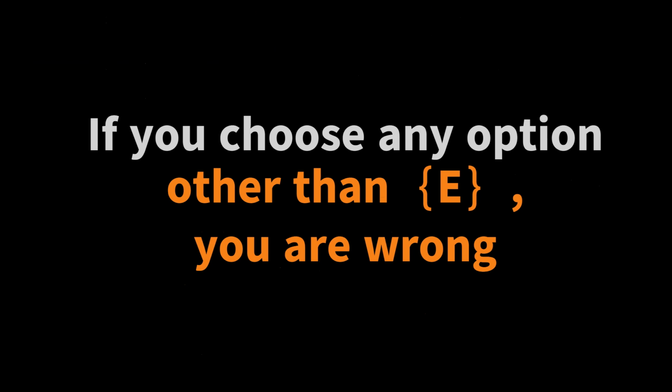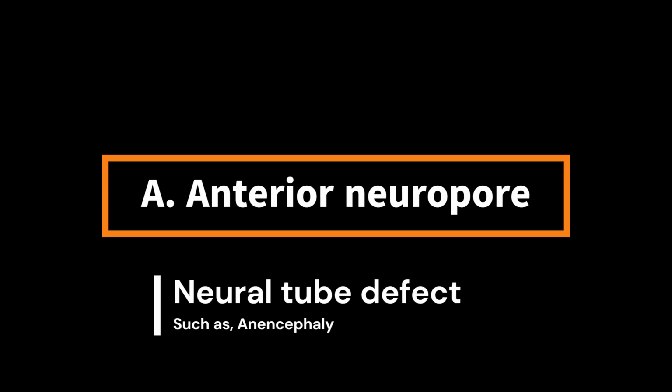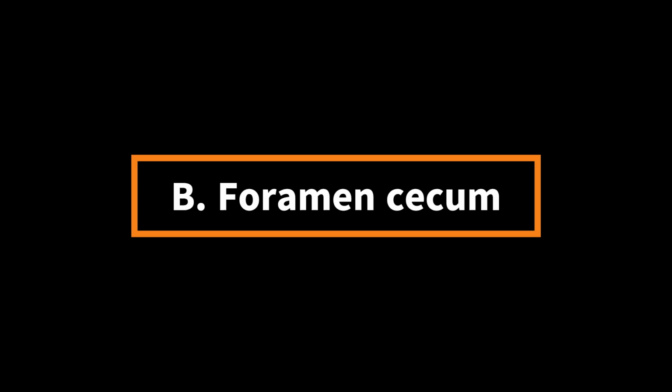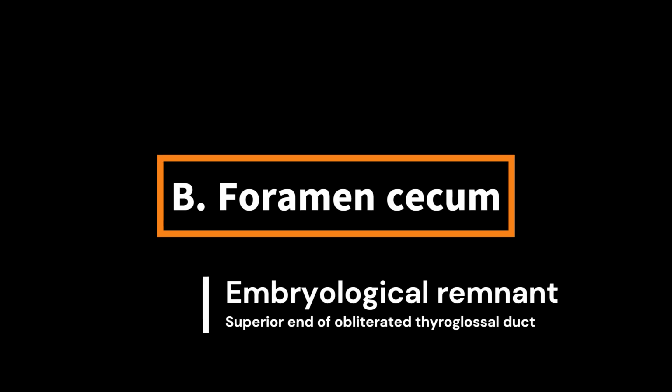Let's briefly discuss the other options. Choice A is wrong because failure of the anterior neuropore to close leads to neural tube defects such as anencephaly. Neural tube defects can be prevented with maternal folic acid supplementation. Choice B is wrong because the foramen cecum is a depression on the tongue that represents the embryological remnant of the superior end of the obliterated thyroglossal duct. A persistent duct results in a thyroglossal cyst that presents as a midline neck mass.